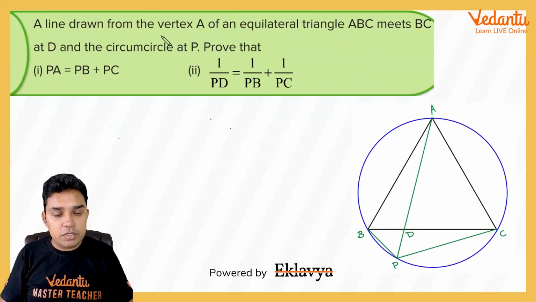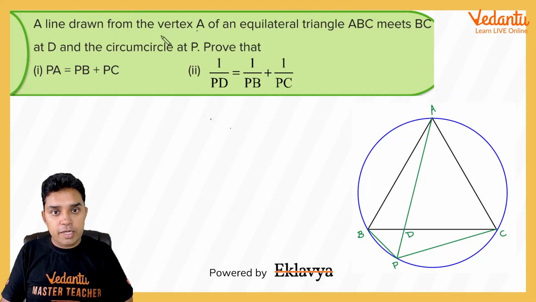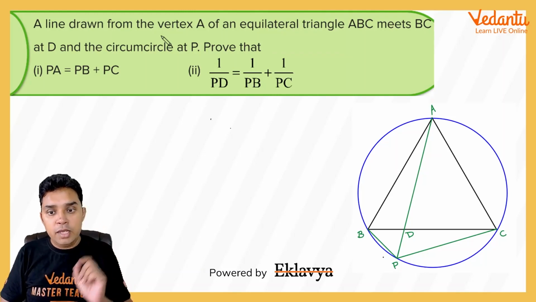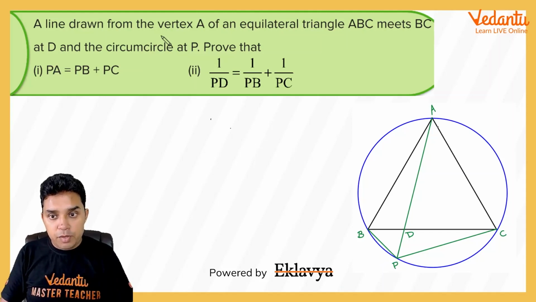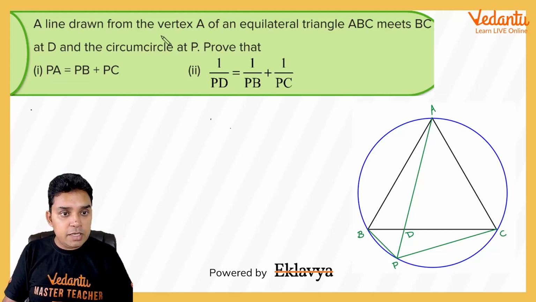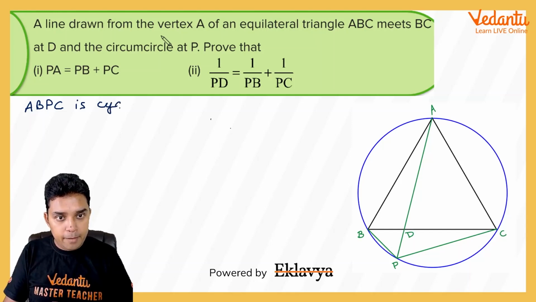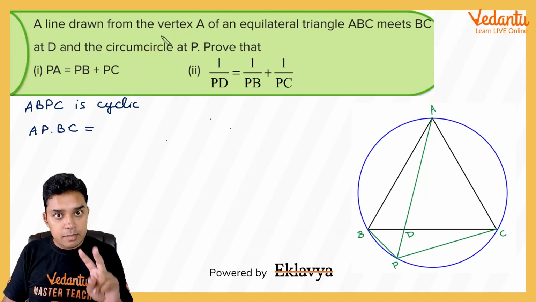I have taken one question based on an equilateral triangle. It says a line is drawn from the vertex A of an equilateral triangle ABC which meets BC at D and the circumcircle at P. We have to prove, one, that AP is equal to BP plus PC. If we make the diagram like this, you can see that A, B, P, C is cyclic. And if it is cyclic, then the diagonals are AP and BC, so their product as per Ptolemy's theorem should be equal to the sum of the products of opposite sides.